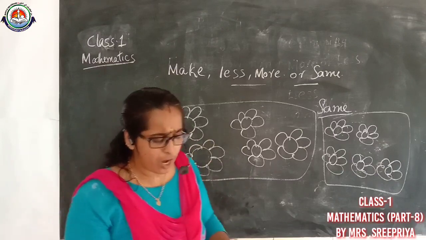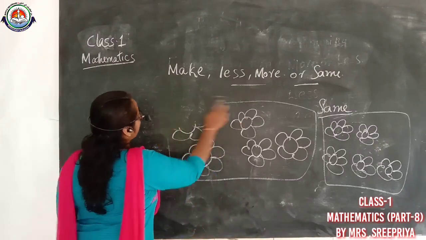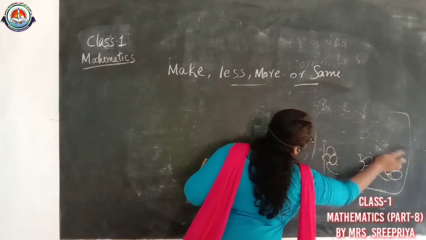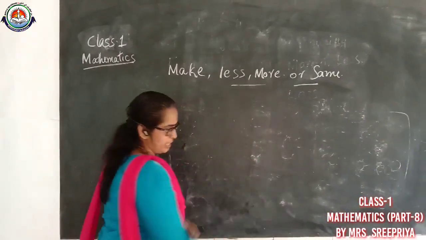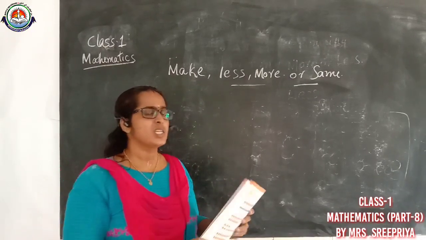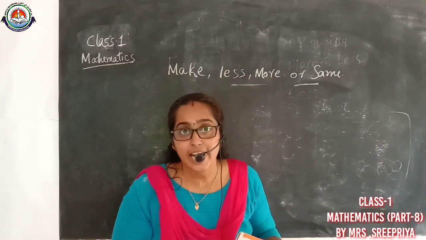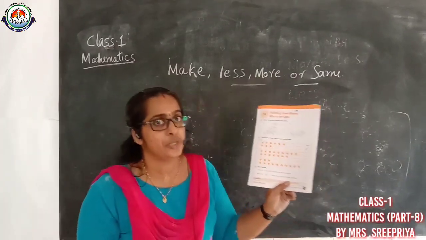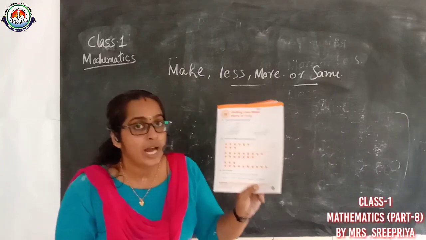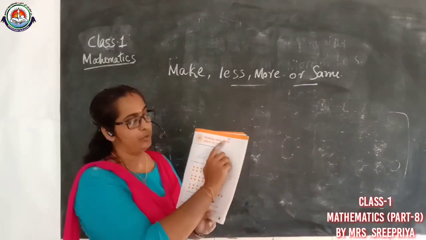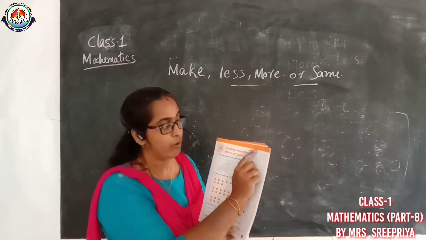All of you take your workbook fast. Yes, very good. Did all take your workbook? Say yes or no. Yes, very good. Okay. In that workbook, take page number 19. Then what you need to do? You need to write today's date right here.